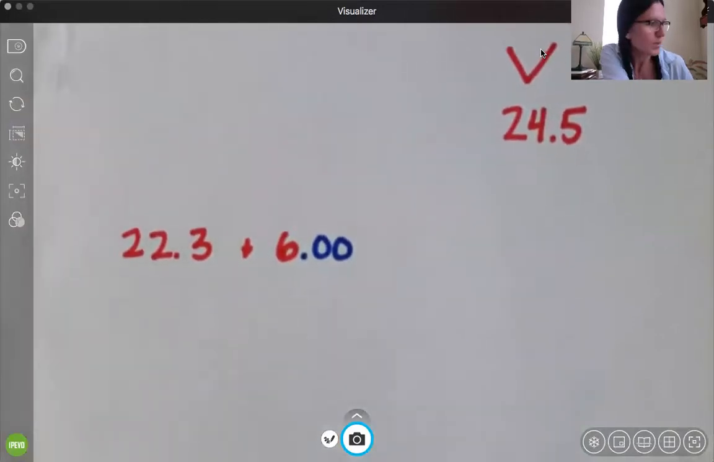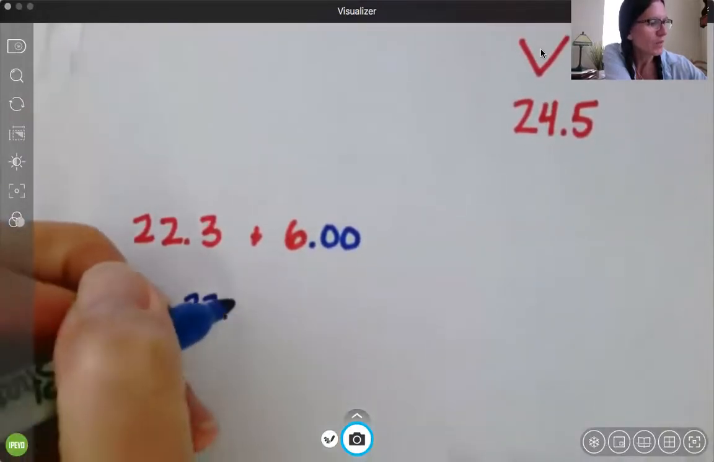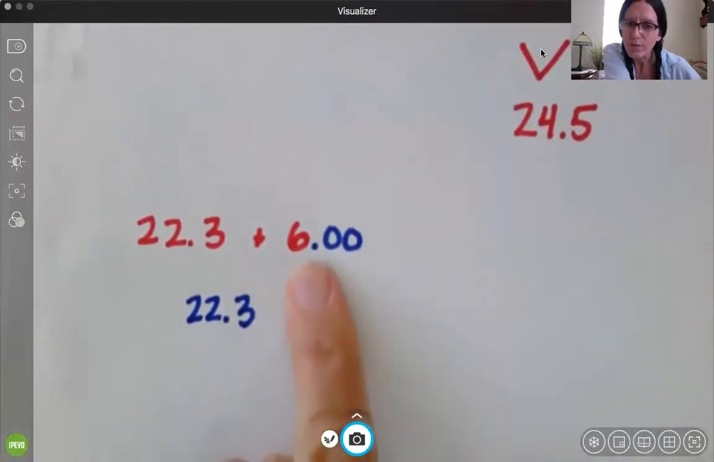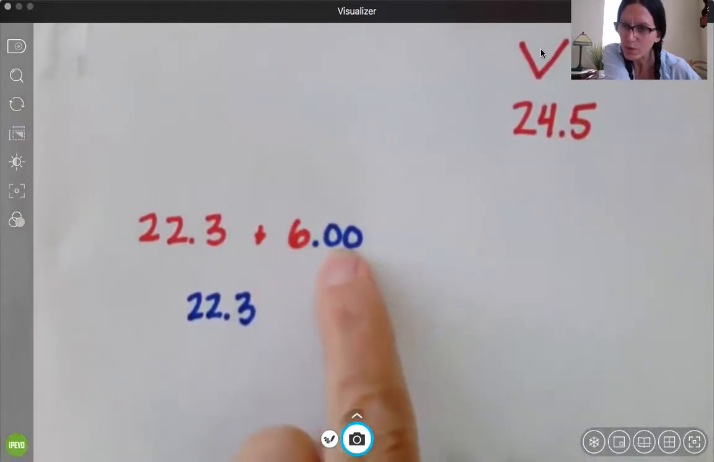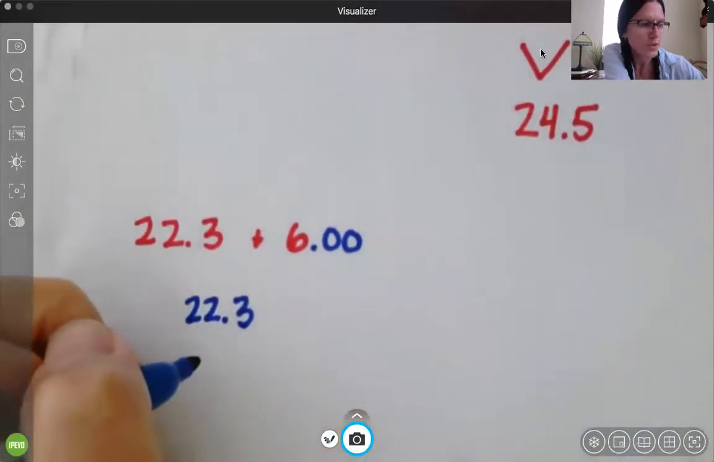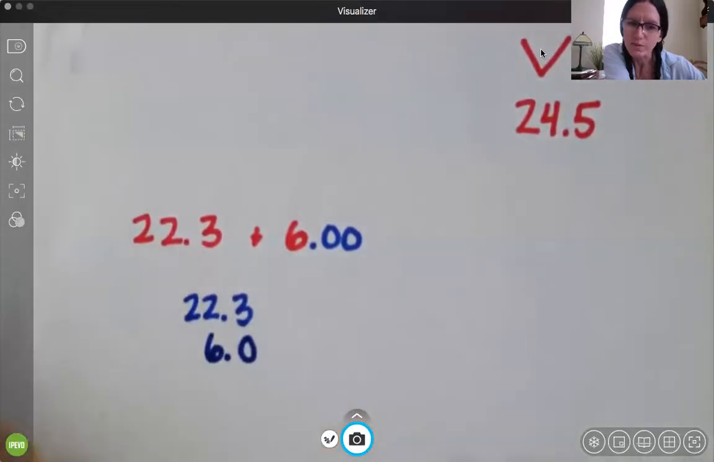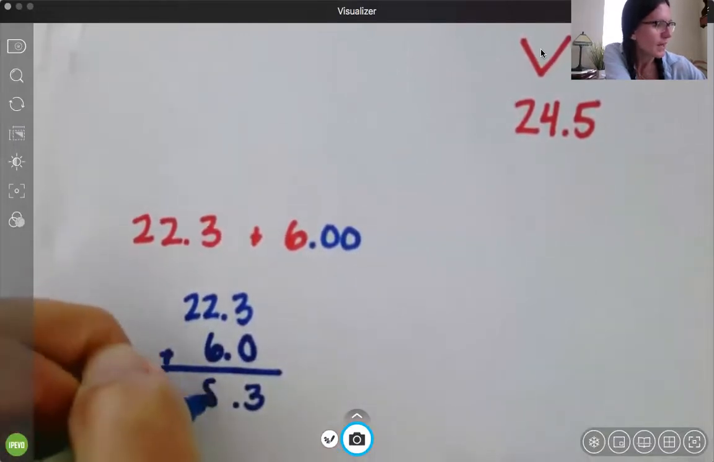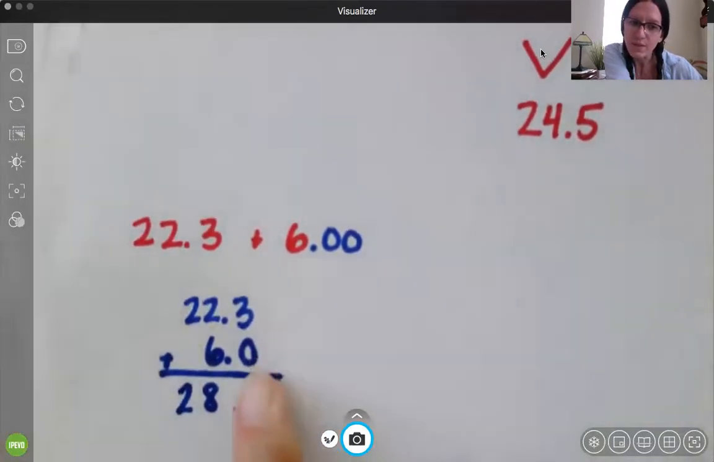And knowing that, it's going to help me to line that up, because now I'm going to have 22 and 3/10. And now I know where that 6 should go. If you don't see that as a whole number, but converting it to look as a decimal, you might think that that 6 belongs under the 3, but essentially that 6 belongs right here, 6.0. Okay, and we're going to add those up. 3, 8, and 2. 28 and 3/10.